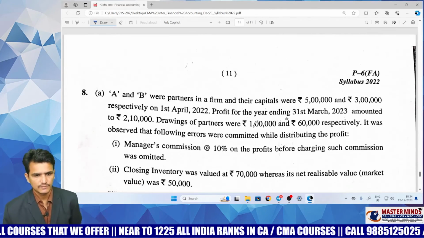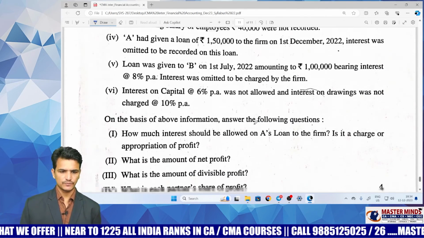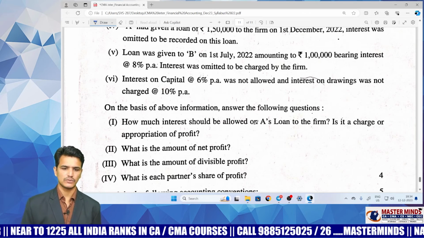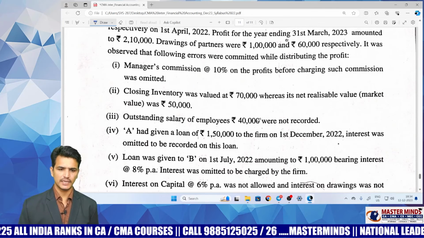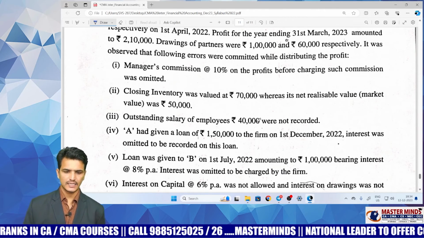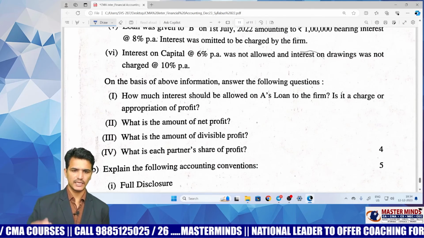So next, coming to question number 8a. 8a is based on the introduction to partnership accounts. So how the treatment of a loan taken from the partners will be adjusted, how interest on drawings, interest on loan and interest on capital are treated. Here they are asking you different points by giving the information.